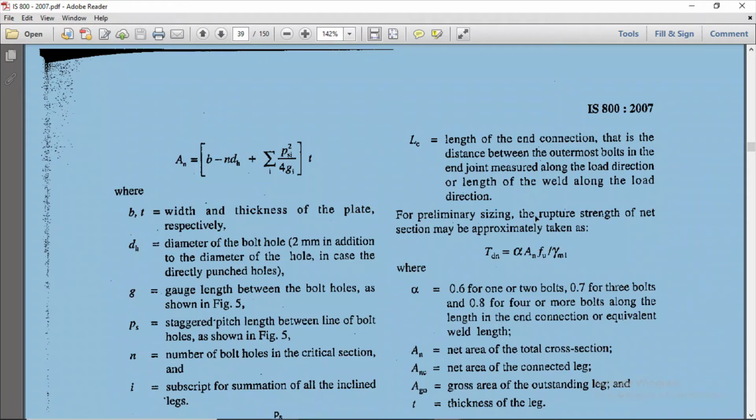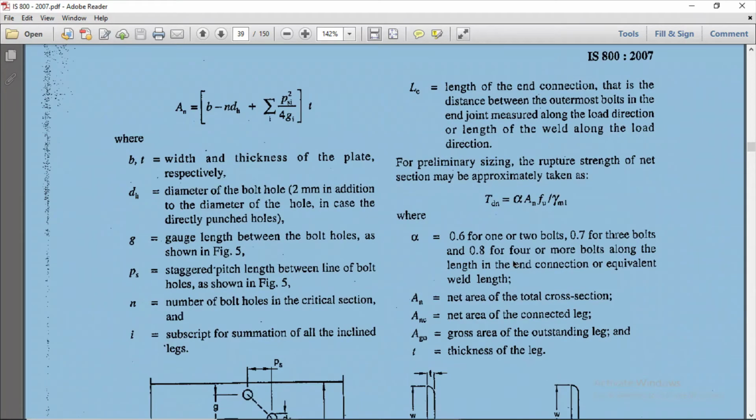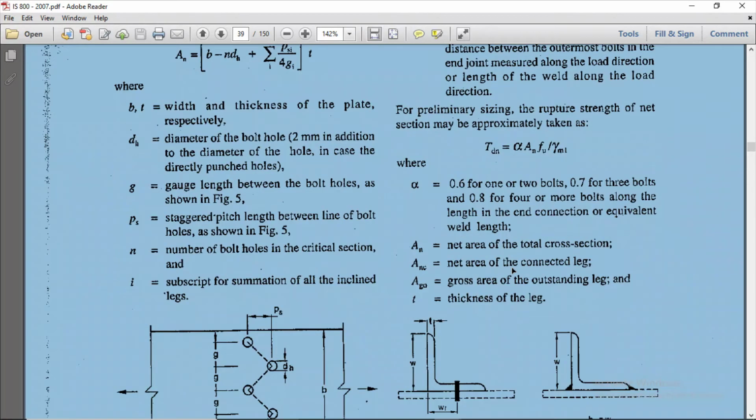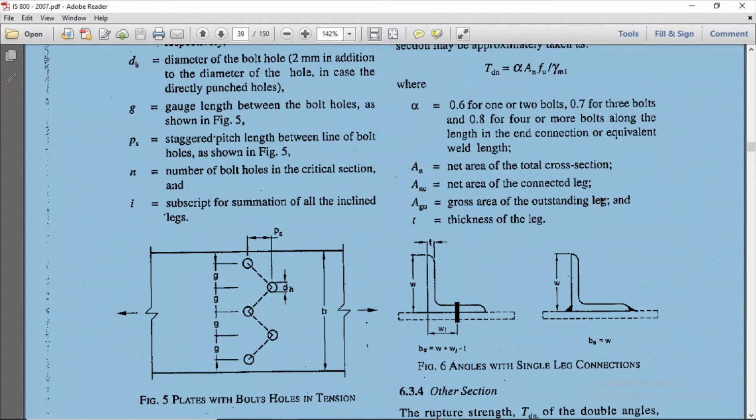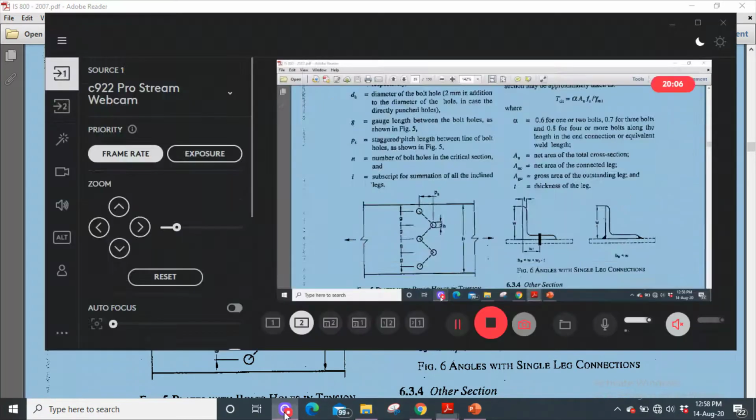For preliminary sizing, rupture strength of net section may be approximately taken as this value, where alpha_n is equal to 0.6 for 1 or 2 bolts, 0.7 for 3 bolts, and 0.8 for 4 or more bolts. So for our case, we have more than 4 bolts, which is 7. So our alpha_n will become 0.8. An, what is An? An is the net area of total cross section, right? So let us find out the values. So let's go back to the board.